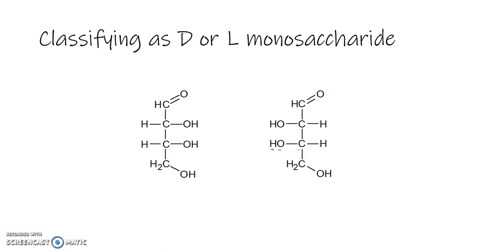And I'm going to go through the process of figuring out how you would classify it as the right-handed molecule or the left-handed molecule. One thing you need to do is find the carbonyl. On these, the carbonyl, usually in Fischer projections, is written towards the top. So there's my carbonyl. Now I want to find the chiral carbon that is farthest from that carbonyl.